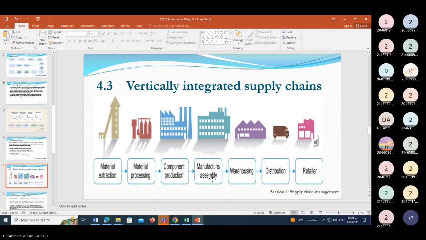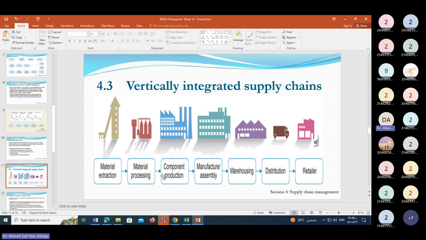Okay. And you might think, you know what? I will buy my retailer. Or I may buy my supplier. Now, why would you want to do this? Actually, there are many explanations and many reasons that can support that.